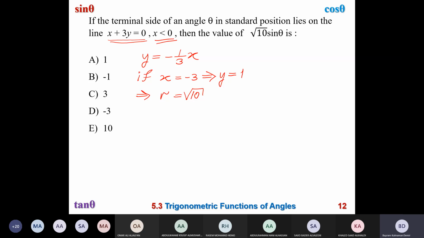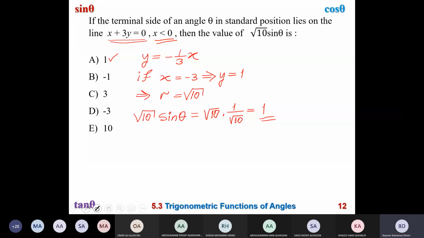Okay. Now let's calculate the question now. Root 10 multiplied by sine of theta, which is equal to root 10 times, what is the sine of theta? 1 over root 10, so which is equal to 1. All right. So what do you think, Shabab? These are exam questions, basically.